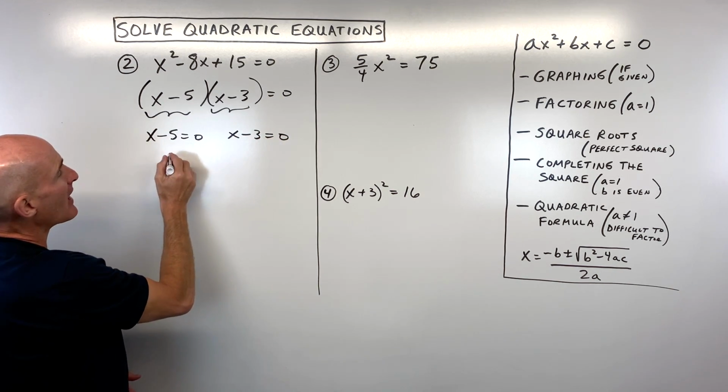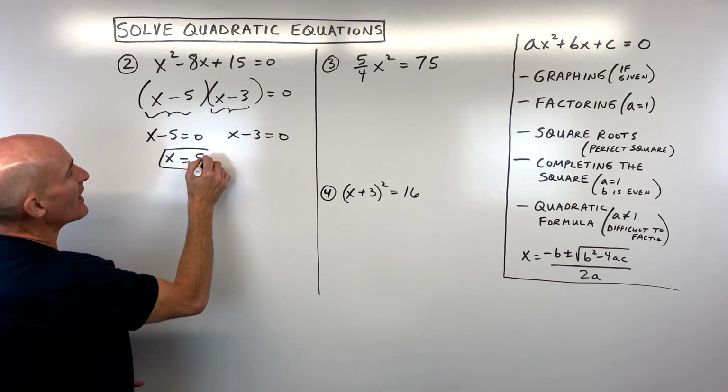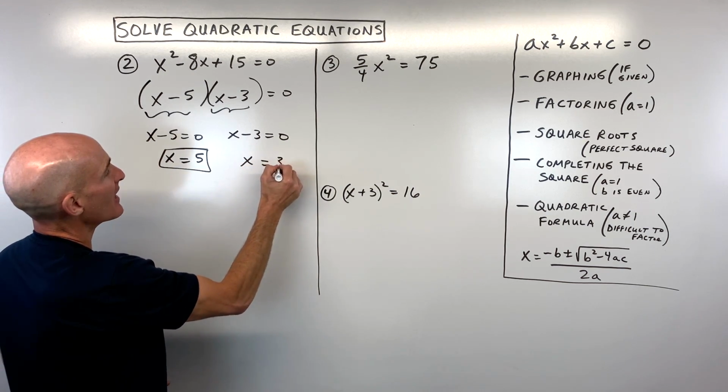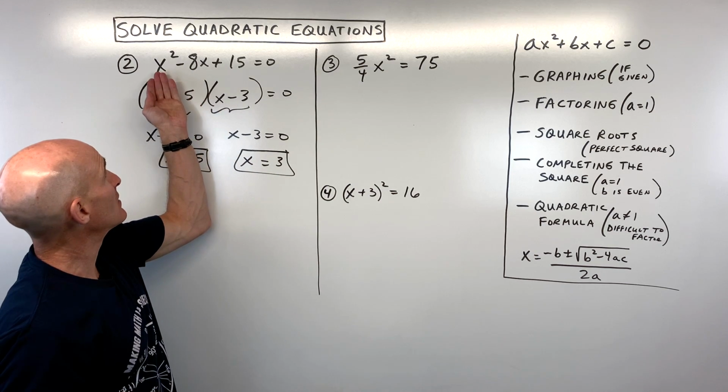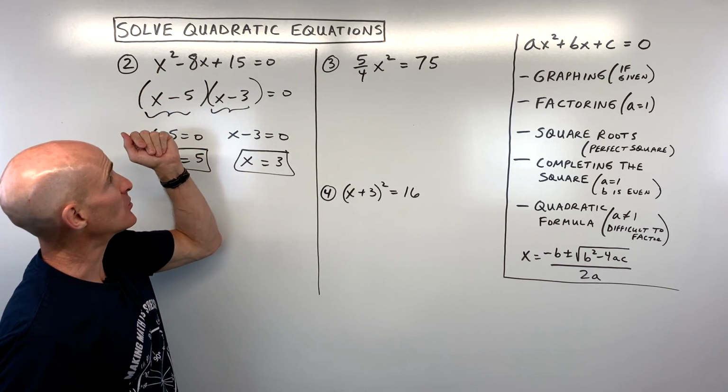So here, if I add 5 to both sides, x is equal to 5. If I add 3 to both sides, x is equal to 3, and those are our solutions. So again, factoring is when it's easy to factor, usually when the a is equal to 1.